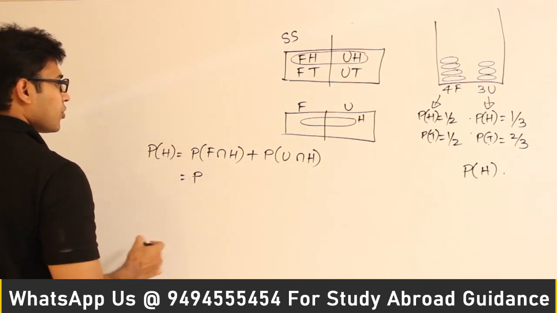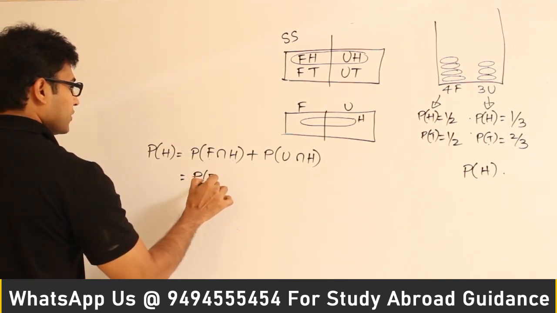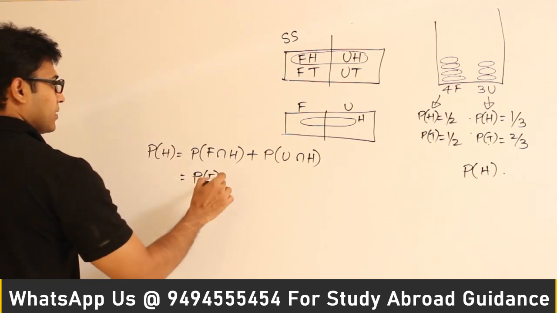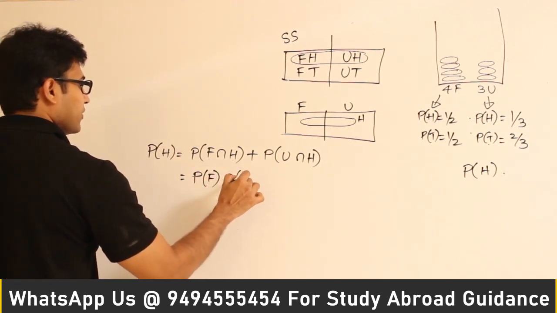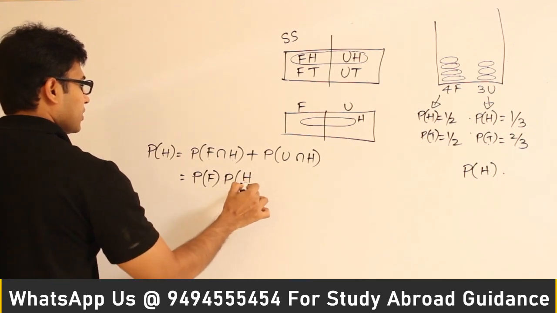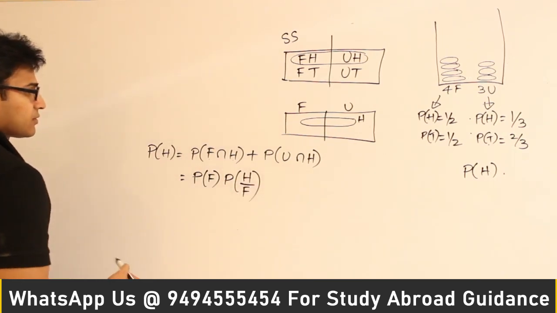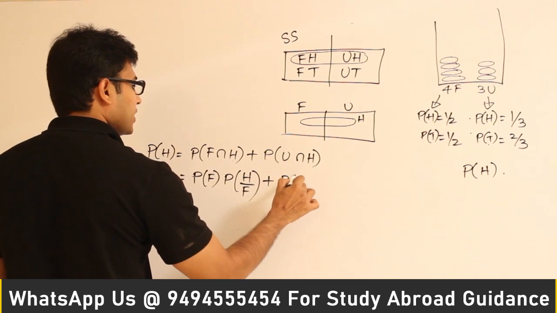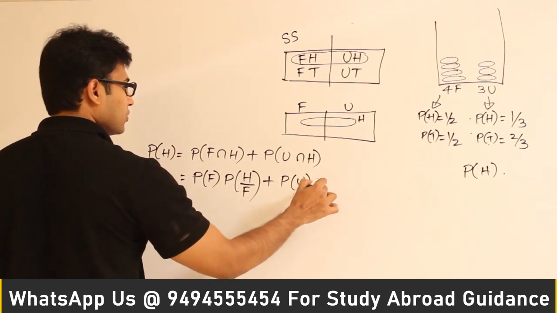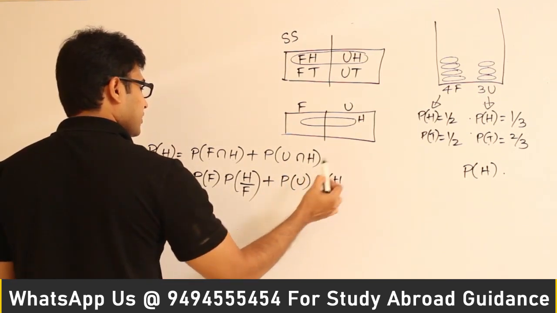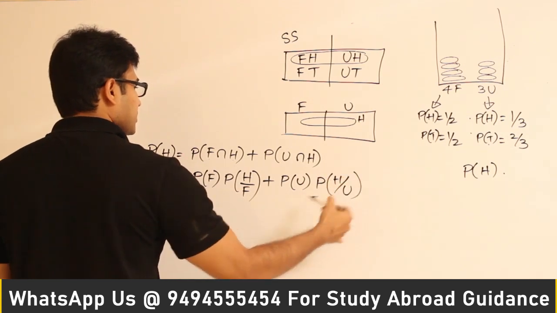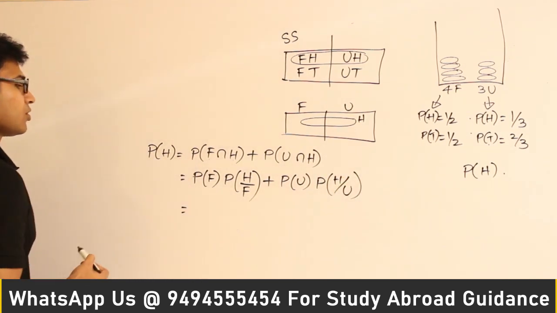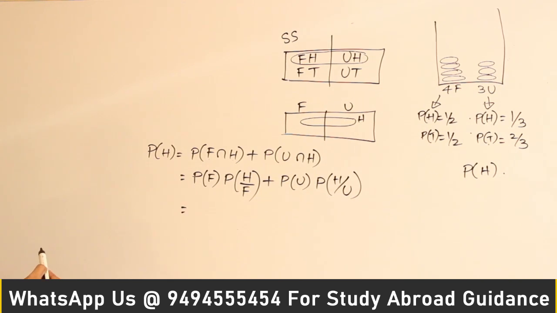That is equal to the probability of getting a fair coin, into the probability of getting a head given that the coin is fair, plus the probability of getting an unfair coin into the probability of getting a head given that the coin is unfair. Now what are the probabilities?